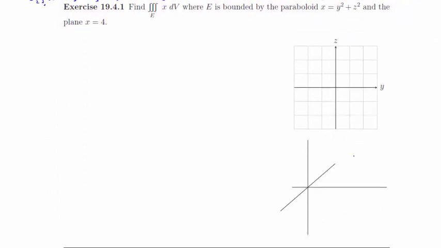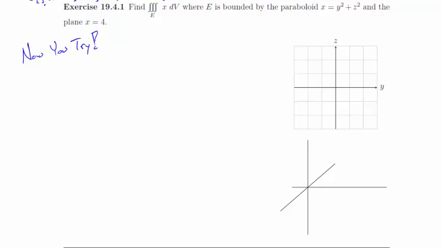This is for you. Go ahead and pause the video. Here in just a second, exercise 19.4.1: find the triple integral over the region E of x dV, where E is bounded by the paraboloid x equals y squared plus z squared, and the plane x equals 4.